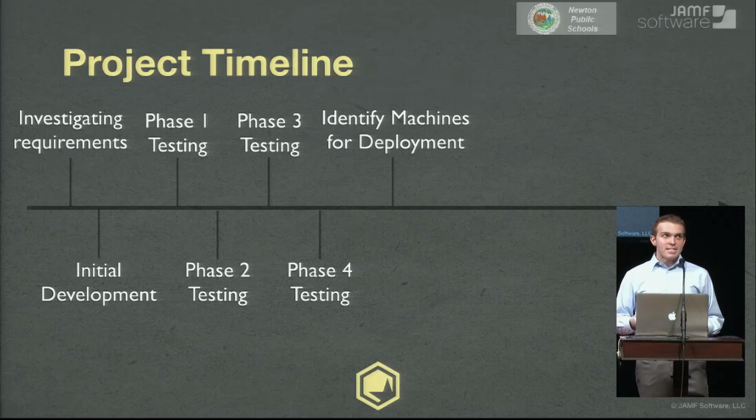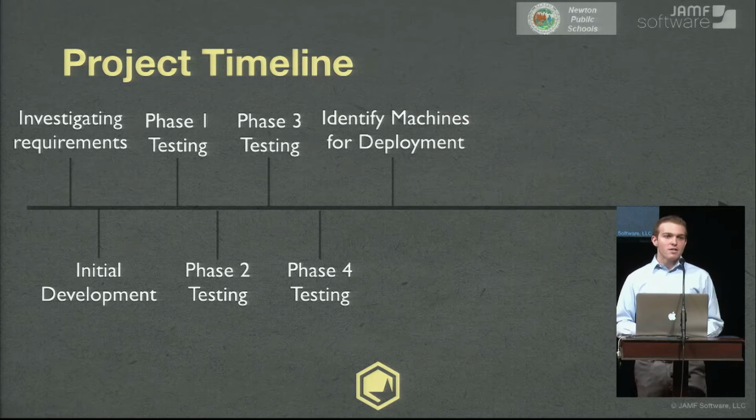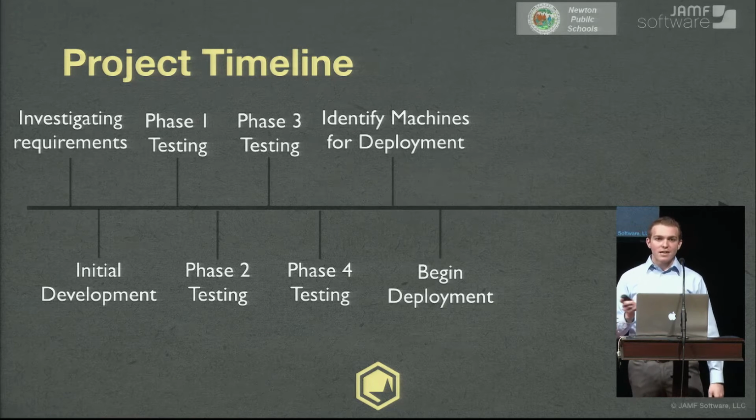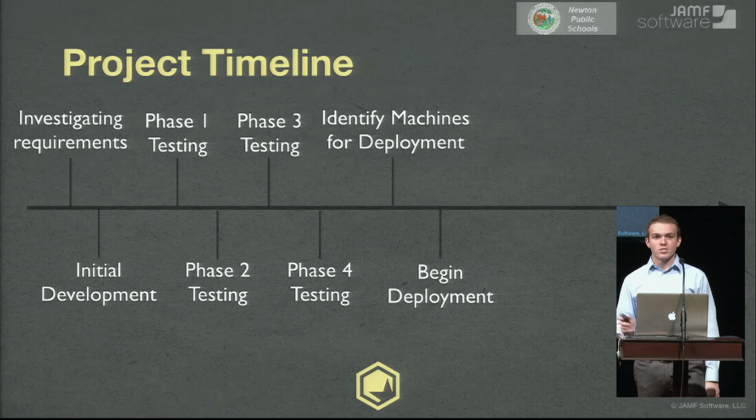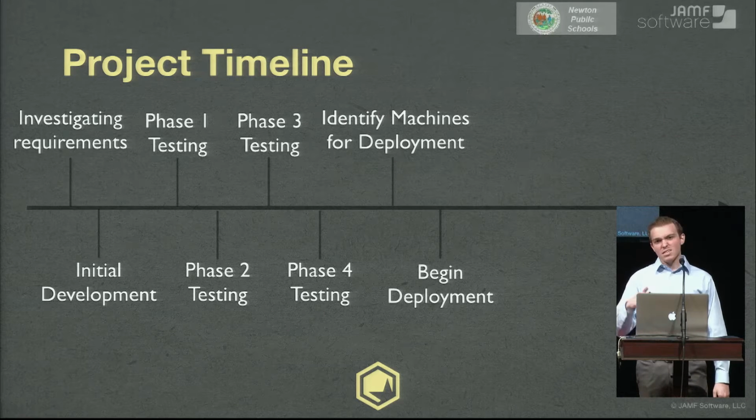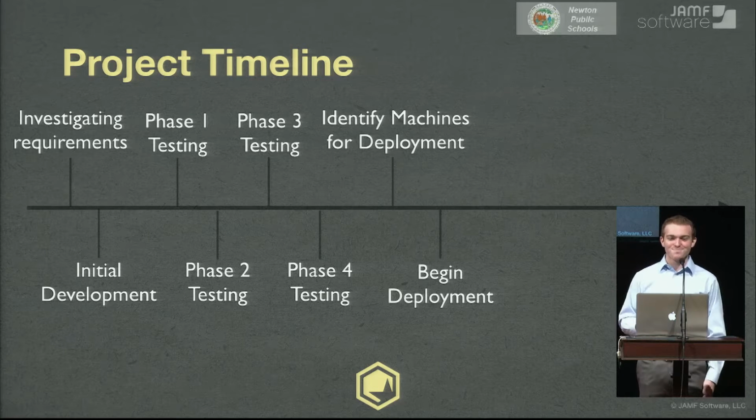So the next step was identifying machines that we wanted to deploy. Not every one of our 6,200 Macs was being used for Park. Only about 1,600 of them were. So we had to figure out which machines they were, and we used the Casper suite to do that. Once we identified those machines, we created smart groups for them. We began the deployment. So essentially, we scoped the policy, and we checked the enable box, and crossed our fingers.